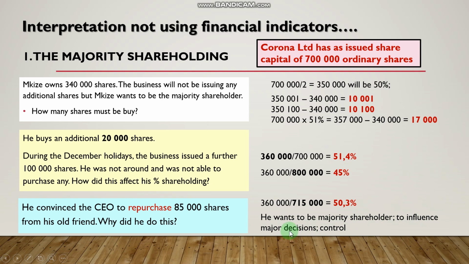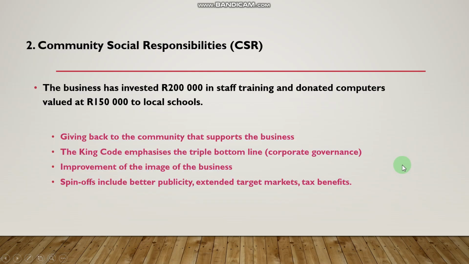There is an element of control. He can appoint directors, he can appoint auditors, and anything that goes to a vote in any of the board meetings or shareholders meeting, obviously, being the majority shareholder, what he says will go. Okay. Another example of not using financial indicators, you get questions based on community social responsibility.